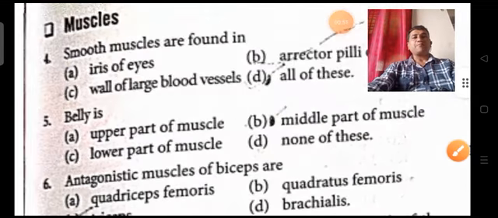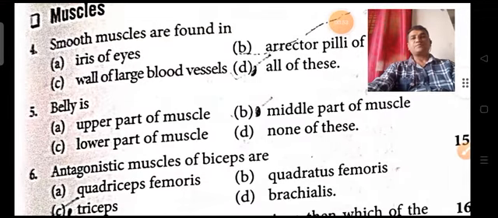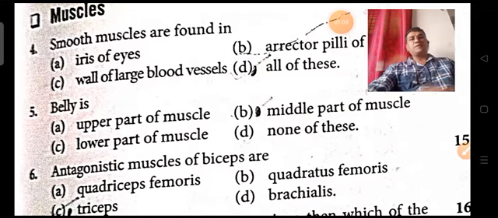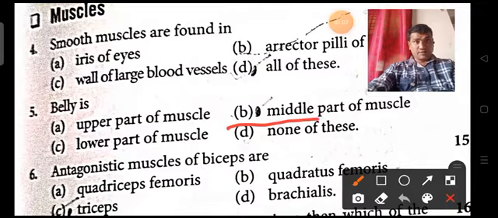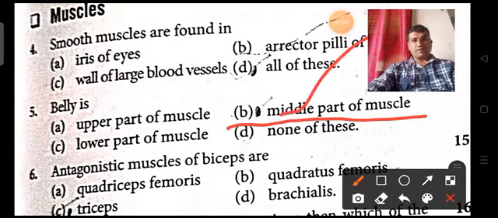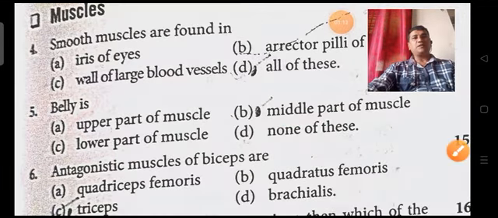Next, belly is the upper part of a muscle, middle part of a muscle, lower part of a muscle, or none of these. Belly means stomach, which is present in the middle. So here also we can conclude the answer that it is the middle part of the muscle.